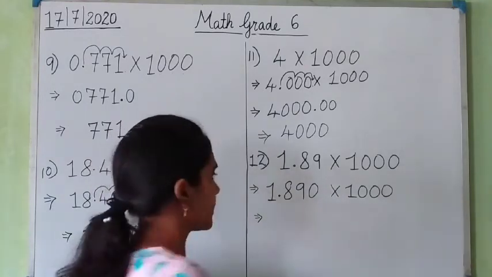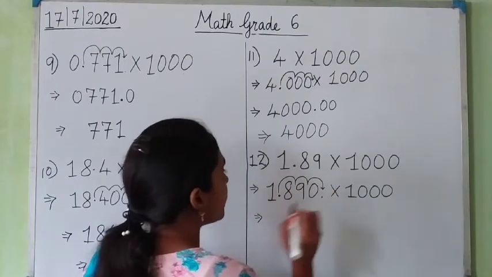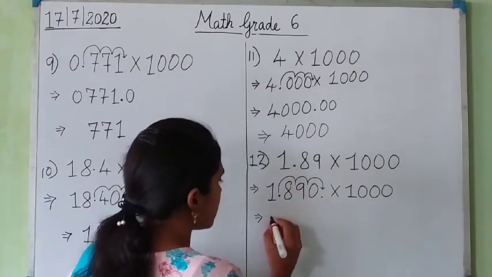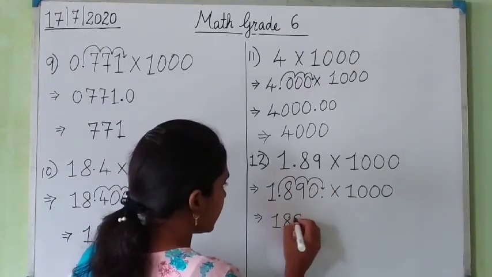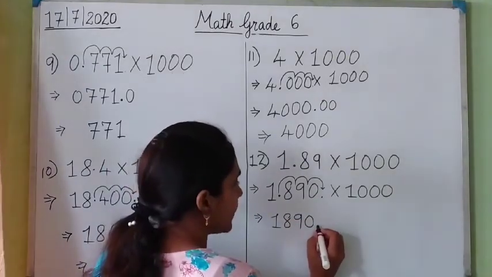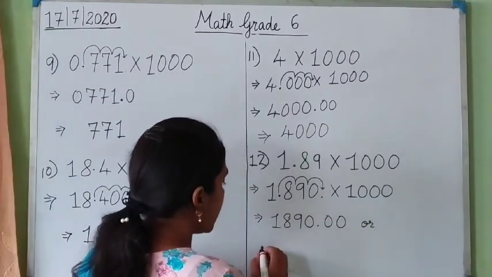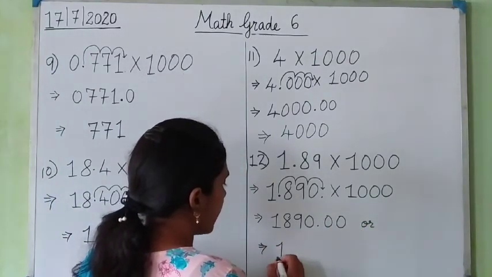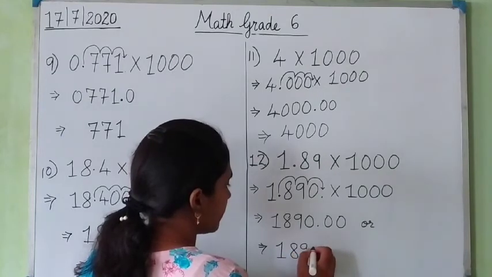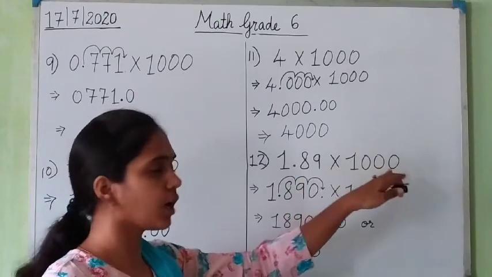Now this multiplied by 1000, the decimal point is going to get shifted 3 digits towards the right. So this is 1, 2 and 3. So the decimal point will come here now. So this number becomes 1890. Again, if we want to put the decimal point, we can put the decimal point and write 00, or we can write it as 1890. So multiplying 1.89 into 1000 gives 1890.